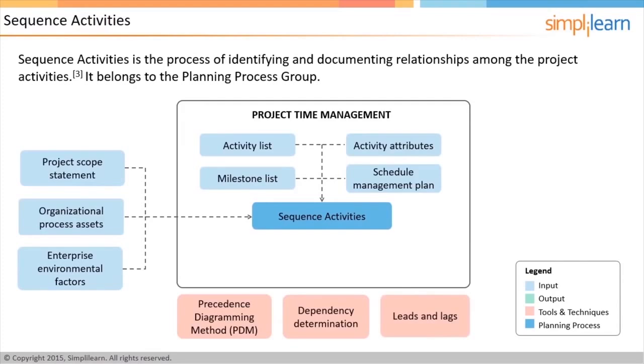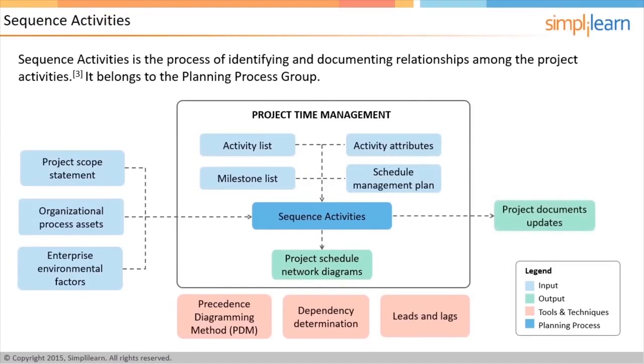The output of the process is the project schedule network diagram, which is a graphical representation of the project activities in the form of a network, which also shows the activity dependencies. While designing the network diagram, new activities might be identified, and that would result in some project document updates, especially the ones that list all the project activities. In the next screen, let us look at the estimate activity resources process.